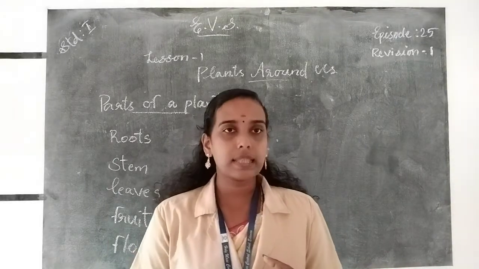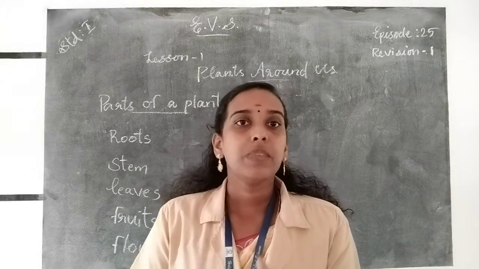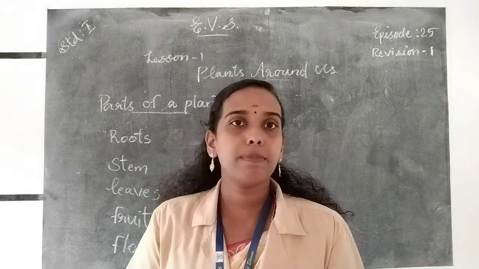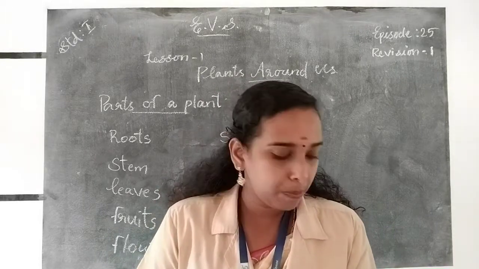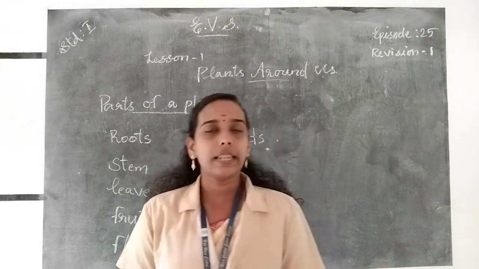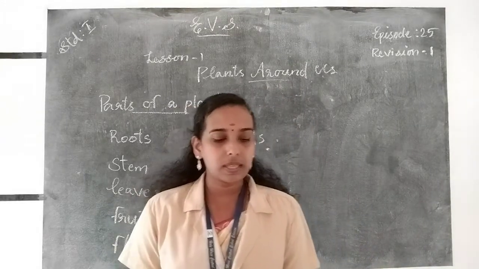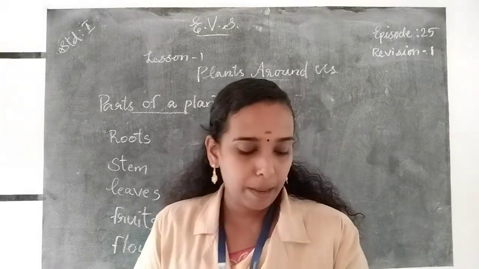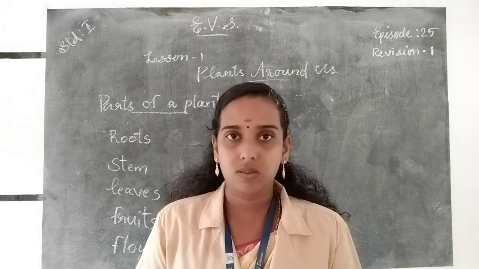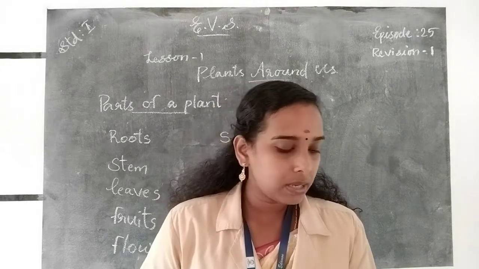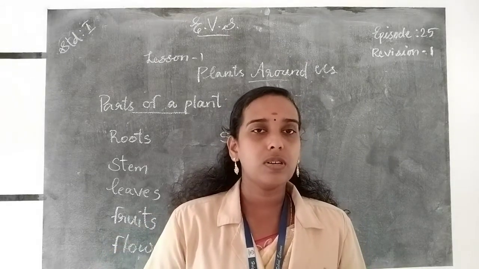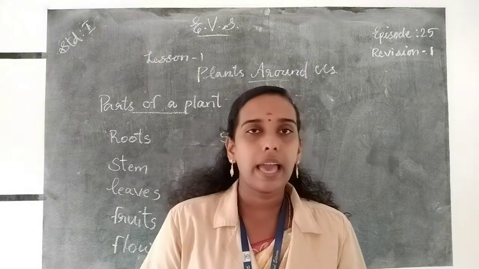So these are the things that we discussed in our first lesson, and the main things are the 5 types of plants, the things that we get from the plants, and the parts of a plant. There are 5 types of plants around us, and they are trees, shrubs, herbs, climbers and creepers. And the plants give us many things like fruits, vegetables, medicines, paper, etc. Then the main parts of a plant are roots, stem, leaves, flowers, fruits, branches and seeds.